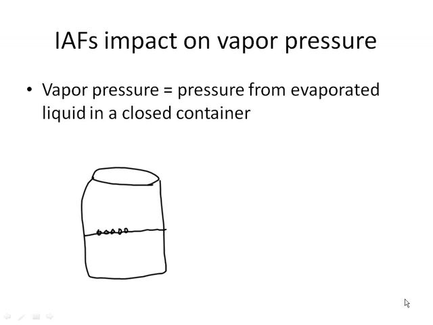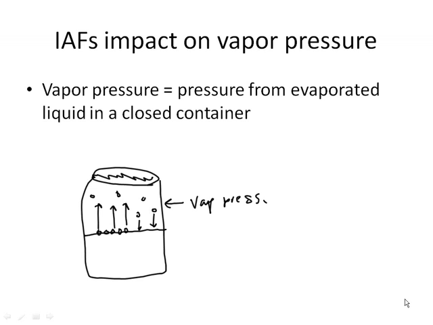And over time, if the container's closed, here's my lid, the particles jump into the gas phase. And eventually you get a certain number of particles in the gas phase, and an equilibrium develops where particles are jumping out of the liquid phase and back into the liquid phase at an equal rate. The number of particles that I end up with in the gas phase are going to give me that vapor pressure.